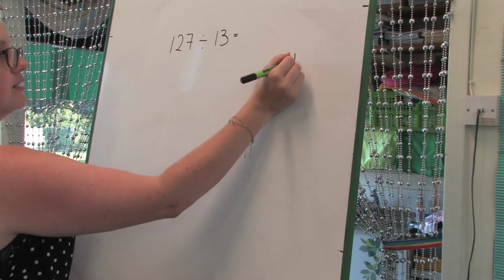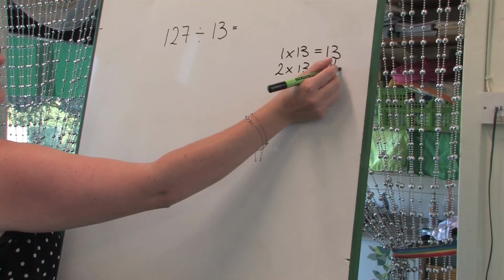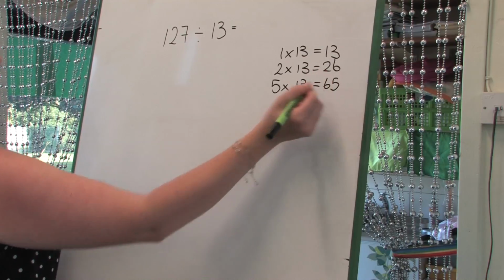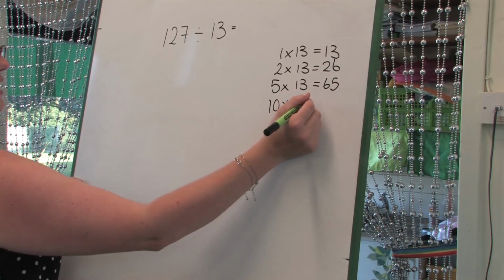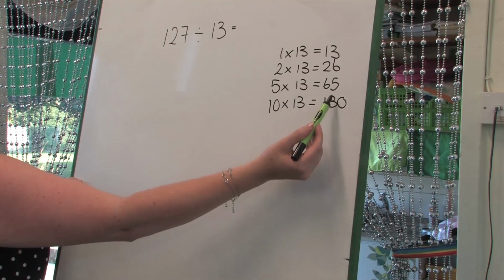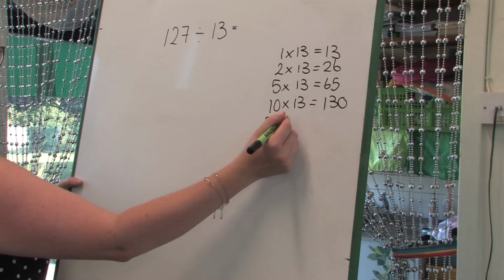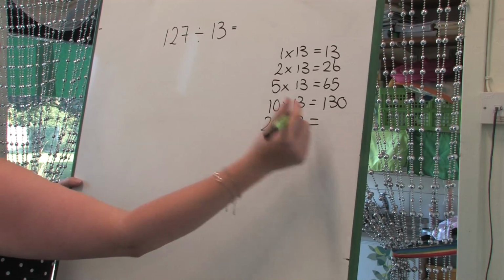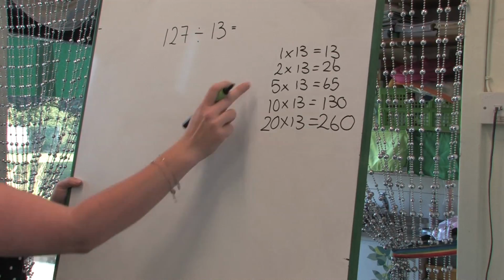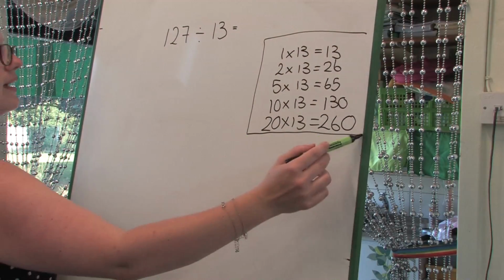So we want 1 times 13, 2 times 13, 5 times 13, 10 times 13. If they're stuck with the 5 times 13, work out what the 10 times 13 is and halve it to get your 5 times 13, which will make your life a lot easier. 20 times 13, which again, use your knowledge up here, which will give you 260. And then if we wanted the 50 times 13, we could put that in again using our 5 times 13 knowledge. So now we've got our key facts. Again, that will make our lives a lot easier.